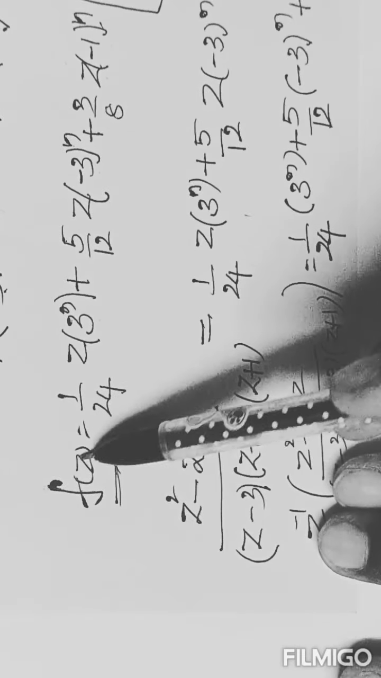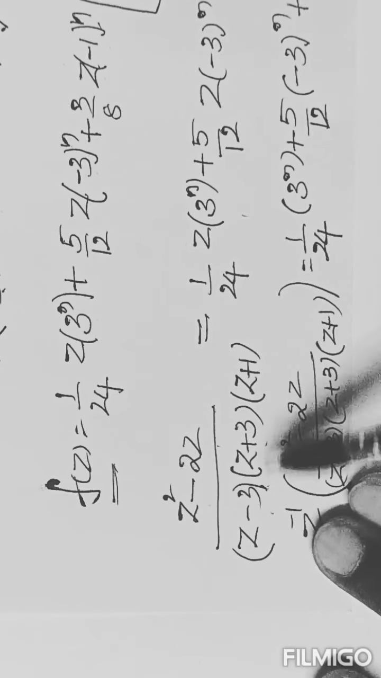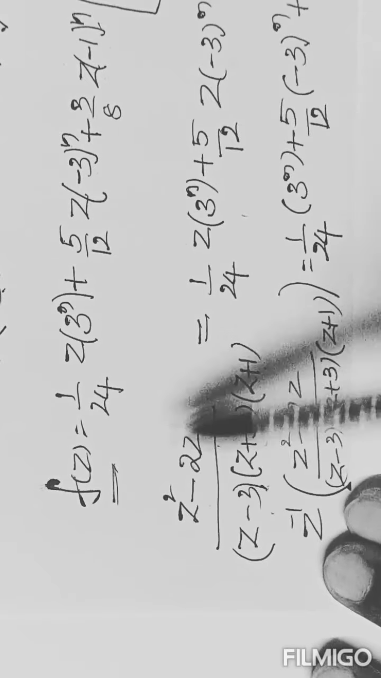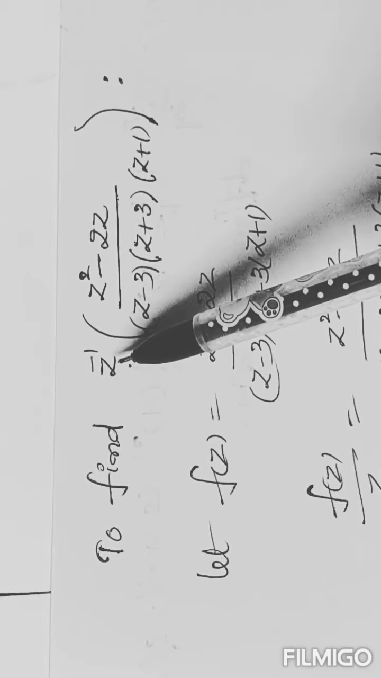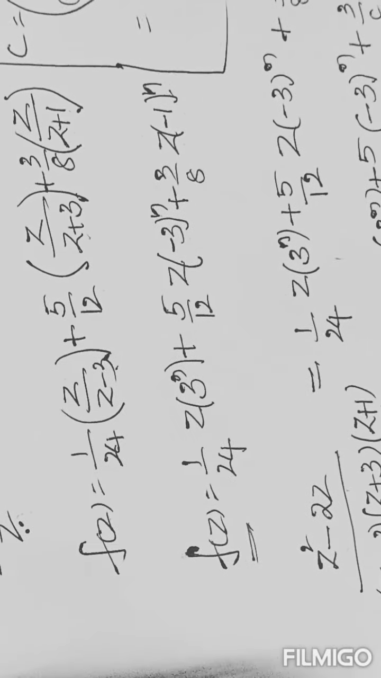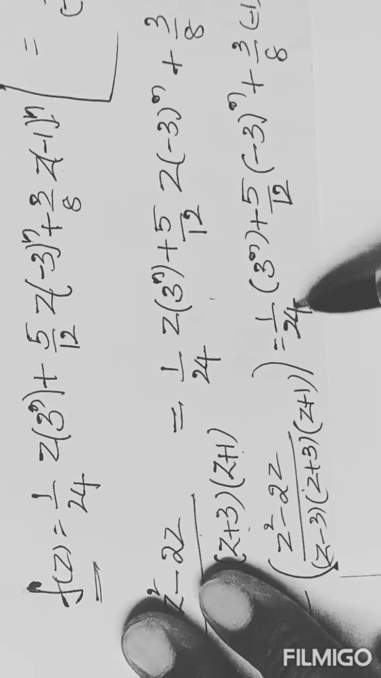After that, the original value of F of Z is Z squared minus 2Z by Z plus 3, Z minus 3, Z plus 1, the right part as it is. Now, what do we have to operate according to the step? Here we define this one in terms of Z transform. Now we have to apply Z inverse on both sides of the last step. Z inverse of the left side and Z inverse of the right side.